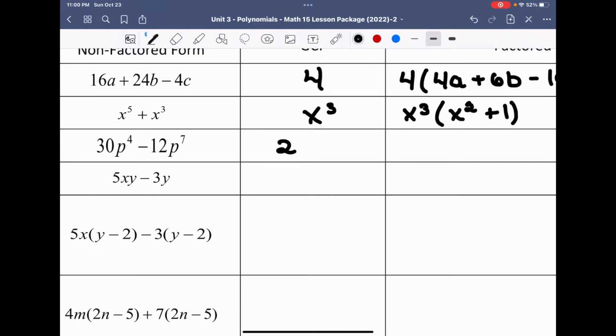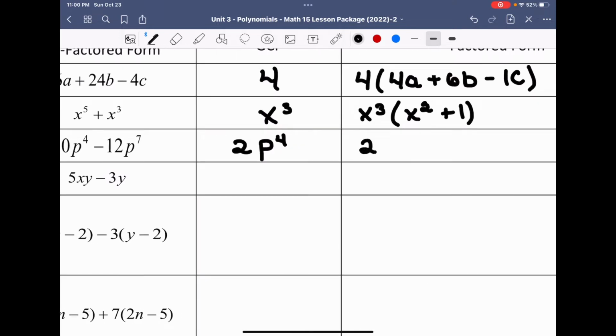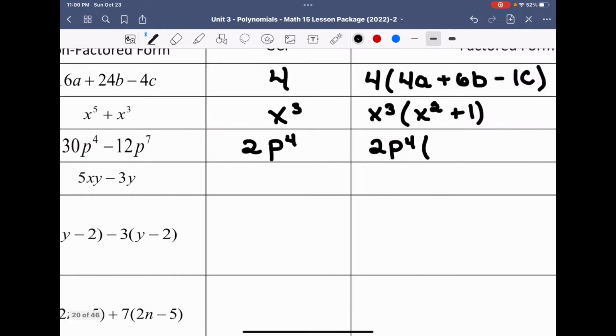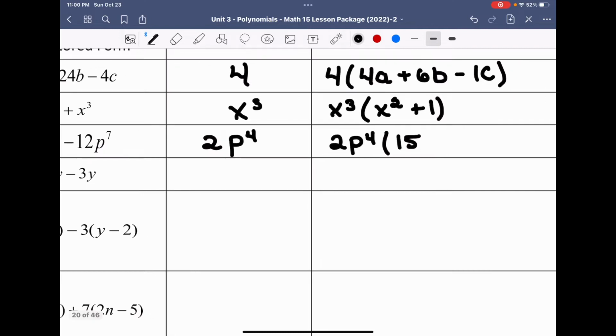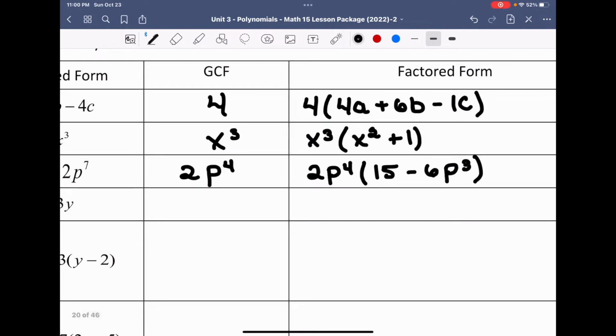And now if I look at the p's, I have P4, P7. The greatest amount of shared factors, or the greatest common factor, is P4. So if I remove out a 2, P4, this leaves me behind with 30 divided by 2 is 15. P4 divided by P4 is just P0, which in that case is just 1. Negative 12 divided by a 2 is negative 6. P7 divided by P4 is P3. So there are my two factors, or what we will come to know as factored form, by removing out our GCF, or removing out some form of common factor.